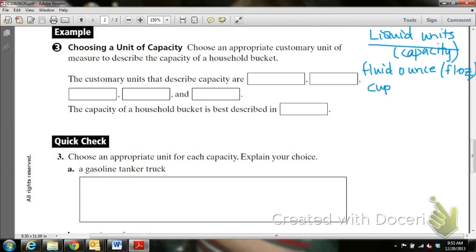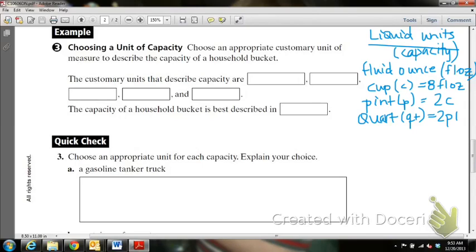Next comes a cup, which is C, and that's 8 fluid ounces. After cup comes pint, which is P, and that is 2 cups. A quart, which we use QT, is 2 pints. Oops, just P. And a gallon, which we use G, is 4 quarts.